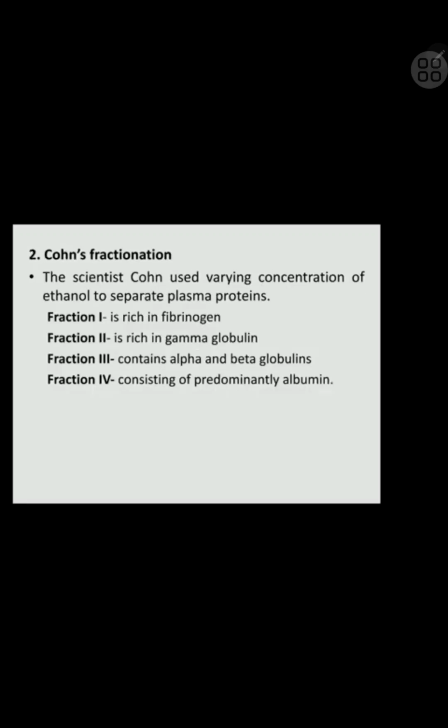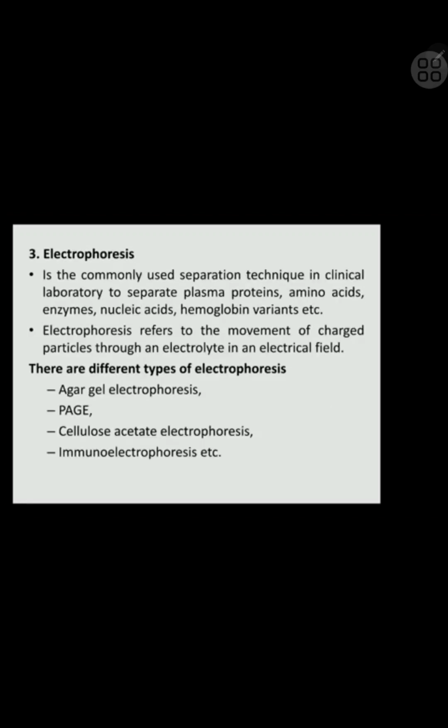saturation with ammonium sulfate. Coming to cold ethanol fractionation, the scientist Cohn used varying concentrations of ethanol to separate plasma proteins. Fraction 1 is rich in fibrinogen, fraction 2 is rich in gamma globulin, fraction 3 contains alpha and beta globulins, fraction 4 consists predominantly of albumin.